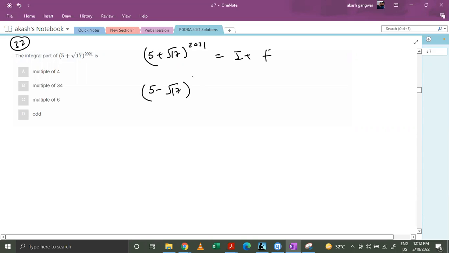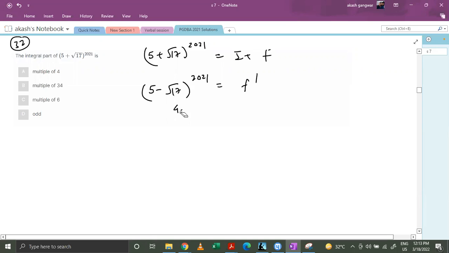So let's write it down once. (5 minus root 17) raised to 2021 equals to. Now, we can see that root 17 is a little bigger than 4, but lesser than 5. Let's say this is something approximately 4.1. Now we can see that 5 minus 4.1 is a fraction. And any fraction raised to a power which is bigger than 1 is also a fraction. So basically this is, let's say, f dash, a different fraction.